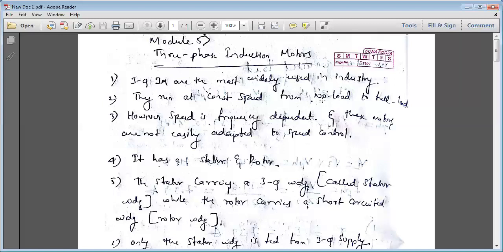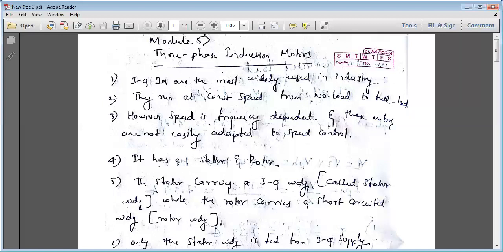No load means what? The motor is not connected to any load. So that is a no load condition. Full load means the motor is fully loaded, which means the load is connected to the motor. So that is the full load condition. So from the no load condition to the full load condition, the speed of the induction motor is constant. It is not variable. So that is one more point.